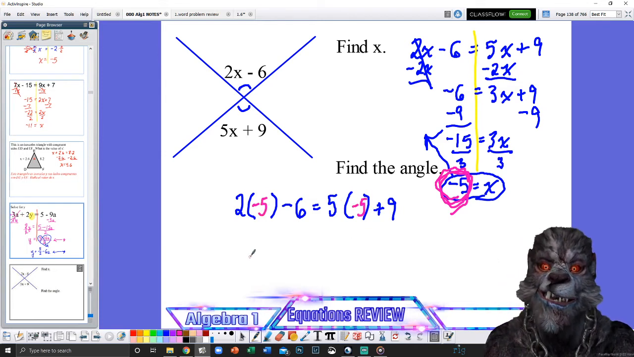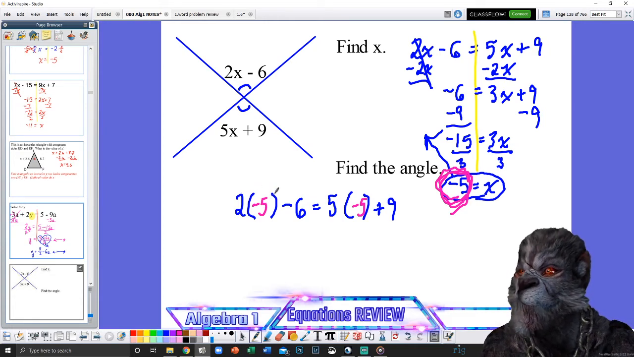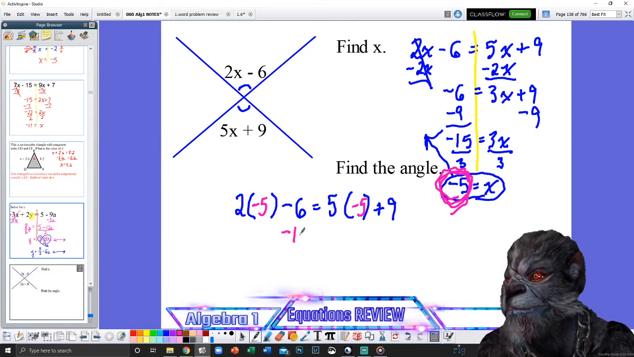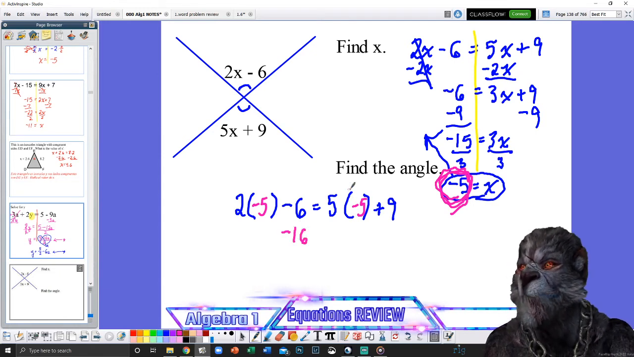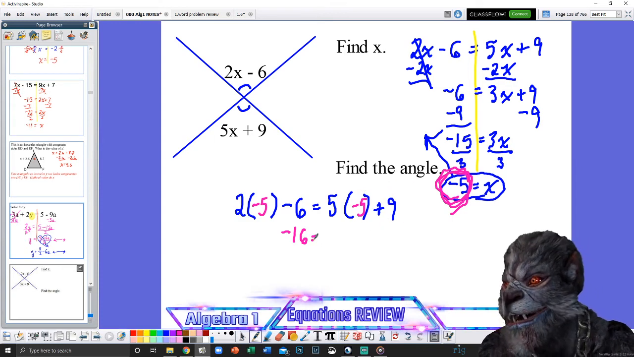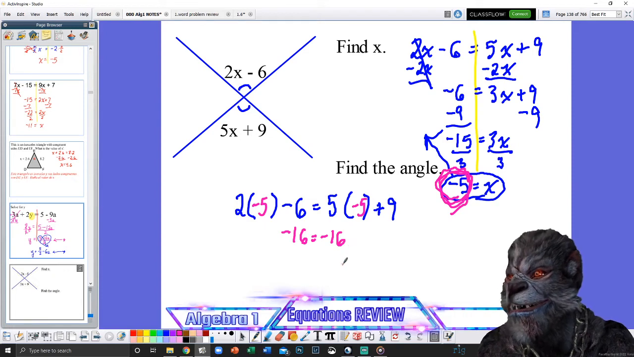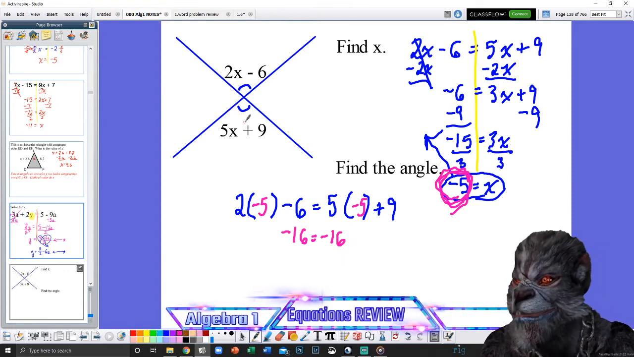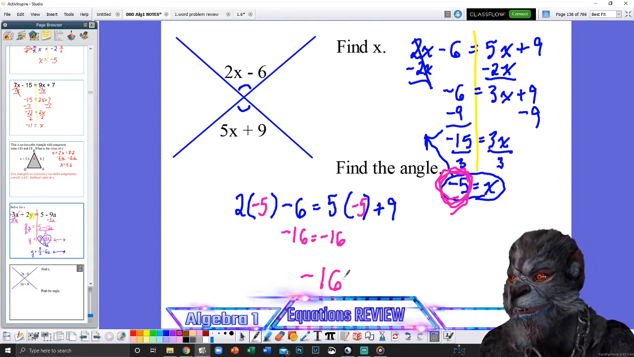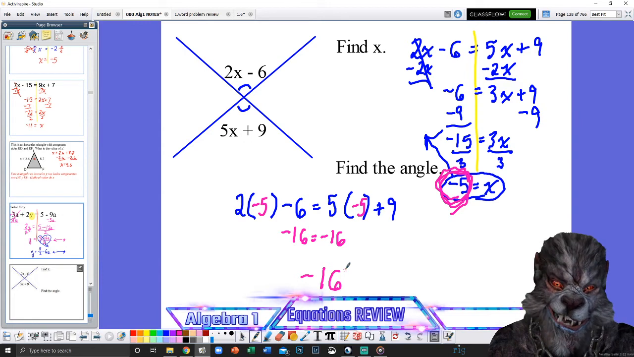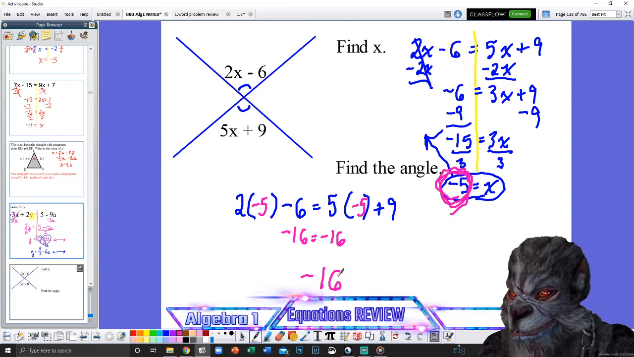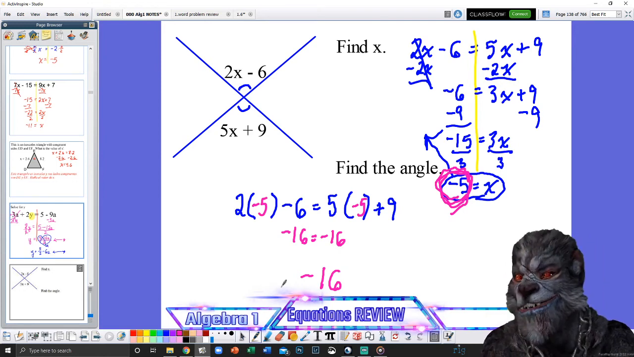So on my calculator, I'm going to type 2 parentheses -5 parentheses minus 6 equals, and my calculator gave me -16. Then on the right side, I'll do 5 parentheses -5 parentheses plus 9 equals, and my calculator gave me -16. So this is obviously not drawn to scale. I don't know why I ended up with a negative for this answer, but as far as we're concerned, it's right. -16 would be the angle. When you get into trigonometry, you'll know that we can do a negative angle, but for right now, you'll just have to trust me. This is not drawn to scale.